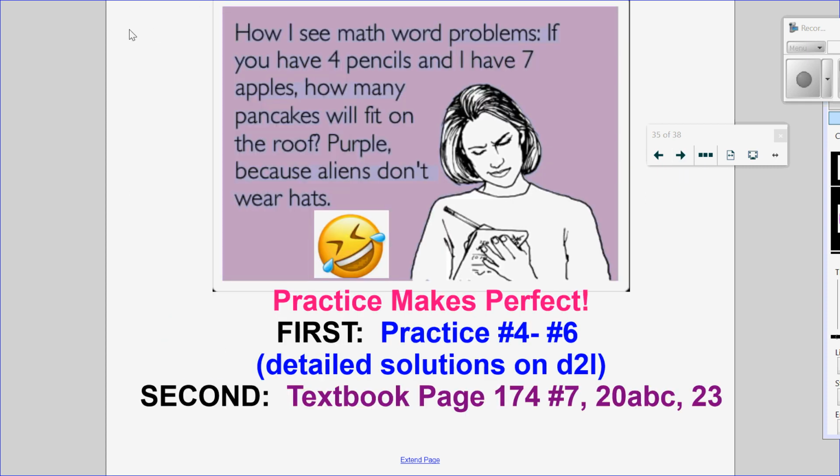Okay, so a little joke for you here, how I see math problems. If you have 4 pencils and I have 7 apples, how many pancakes will fit on the roof? Answer, purple, because aliens don't wear hats. This joke came from my daughter. She thought it was really cute. And I said, Amber, that doesn't make any sense. And she's like, neither do math word problems.